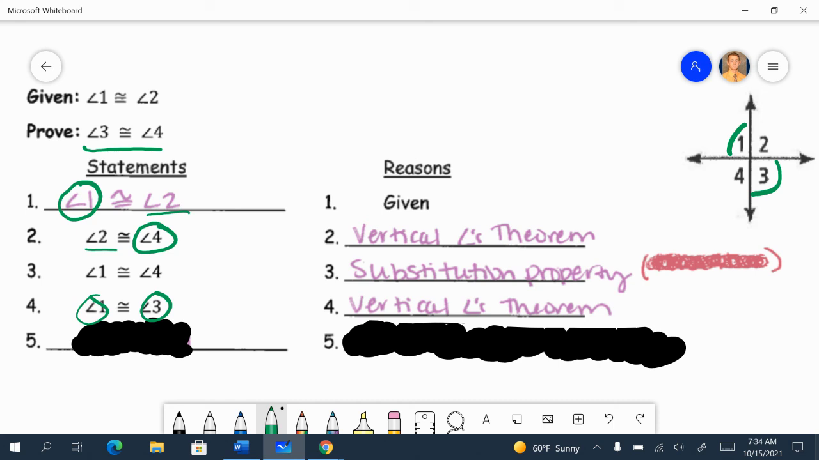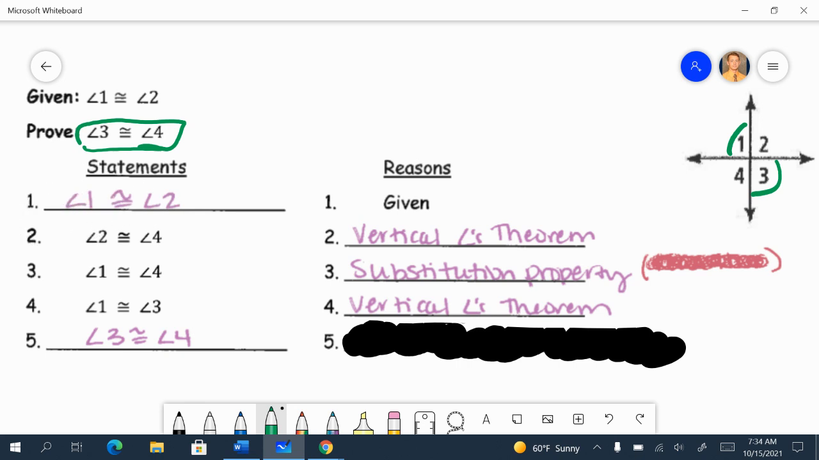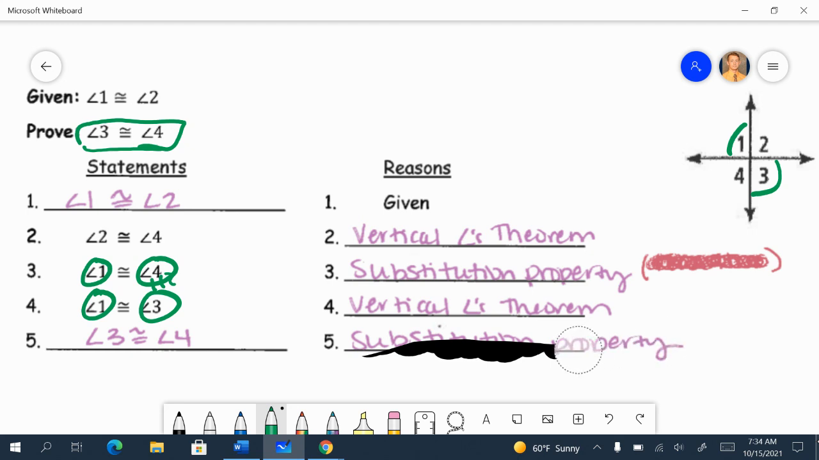And then our last step, it's what we're trying to prove, right? We're trying to prove angle 3 is congruent to angle 4. So that would go there. How could we get there? Well, I see 1 is congruent to 4 and 1 is congruent to 3. So that means 4 should be congruent to 3, or 3 is congruent to 4, if that's how you want to say it. And that is our substitution property because of lines 3 and 4.